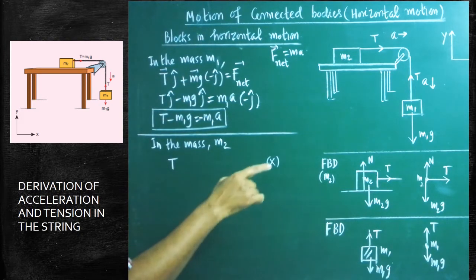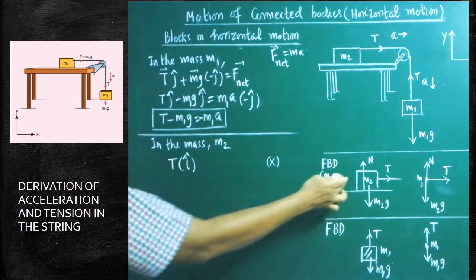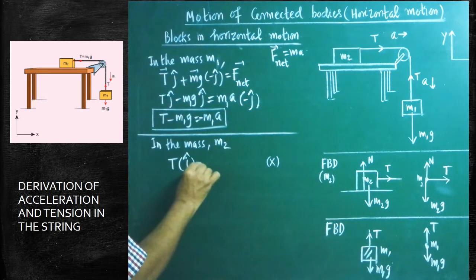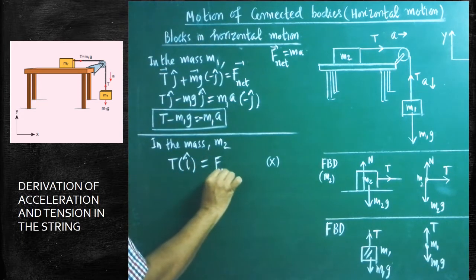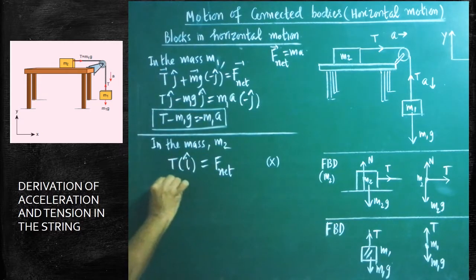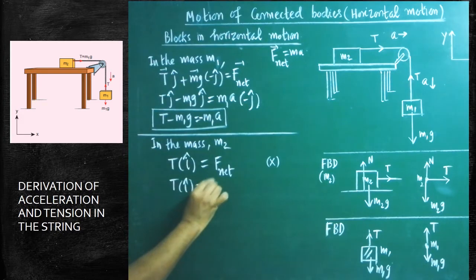So tension is acting along the positive x direction. Therefore, T i cap must be written. Is there any force in the opposite direction? Nothing. No force is acting in the opposite direction. Therefore, this will be equal to the net force. What is the net force formula? M into A. Therefore T i cap is equal to, instead of F net, we can write M2a.